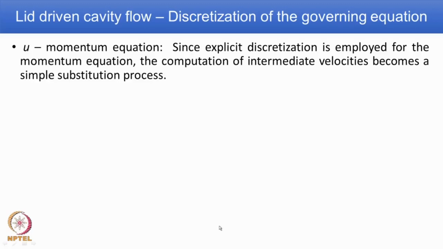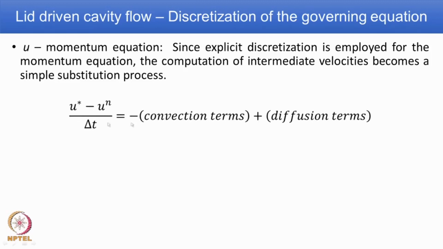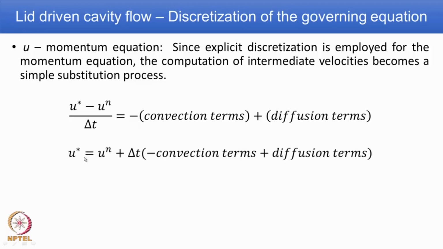For the u momentum equation, we follow explicit discretization. The computation of intermediate velocities becomes a simple substitution, because we do not need to store, it is directly related to the velocity component in the form of a discretized equation. So, u star minus u n by delta t equal to minus convection term plus diffusion term without pressure term. So, the convection term is brought to the right hand side and the diffusion term on the right hand side remains the same. We follow explicit formulation, hence it is written as simple as shown here. So, u star equal to u n plus delta t into these terms.